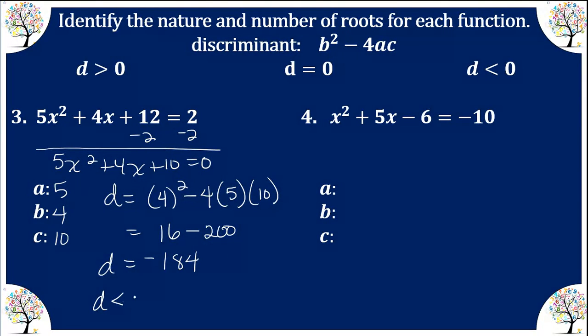d is less than 0. And let's fill that in. I'm going to go ahead and put in the value there. So we have negative 184 is less than 0. So we have no real roots. It does not cross our x-axis. And number 4.